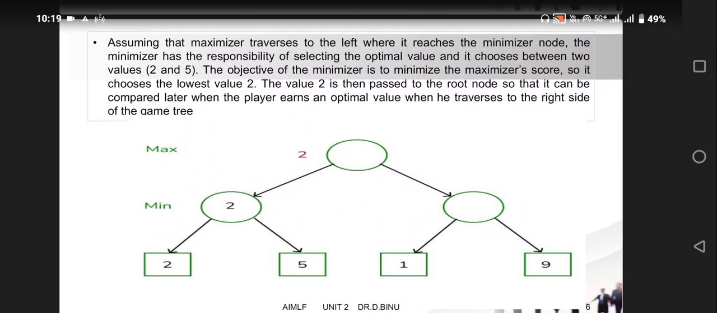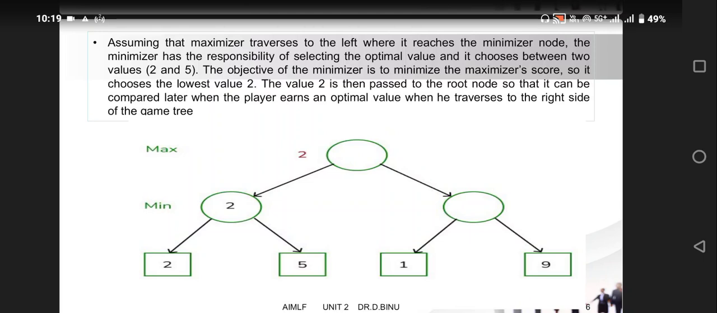If we assume the maximizer transfers to the left where it reaches the minimizer node, the minimizer has the responsibility of selecting the optimal value and chooses between two values, that is among 2, 5. The objective of the minimizer is to minimize the maximizer score, so it chooses the lowest value. The value 2 is then passed to the root node so that it can be compared later when the player earns an optimal value when he traverses to the right side of the game tree.